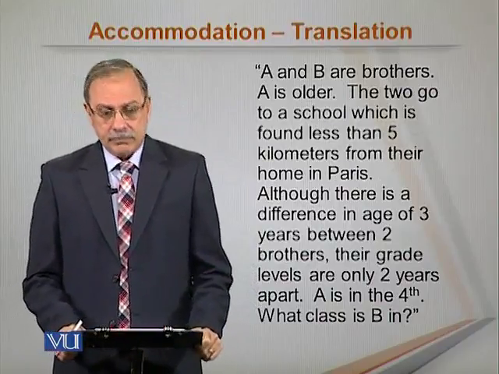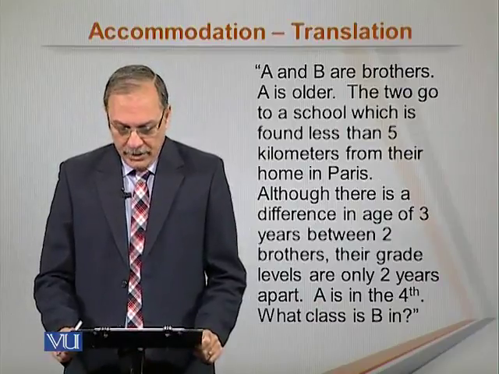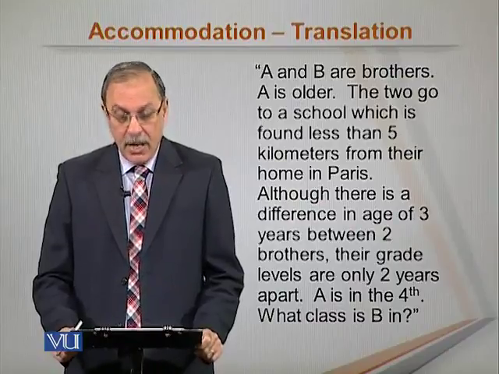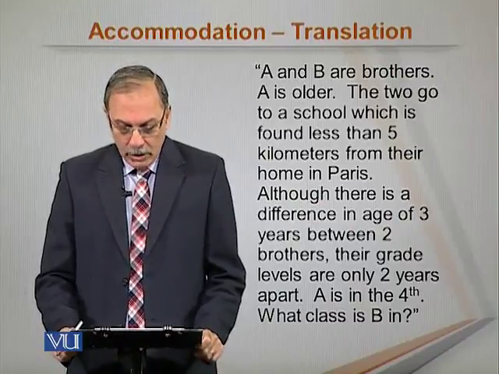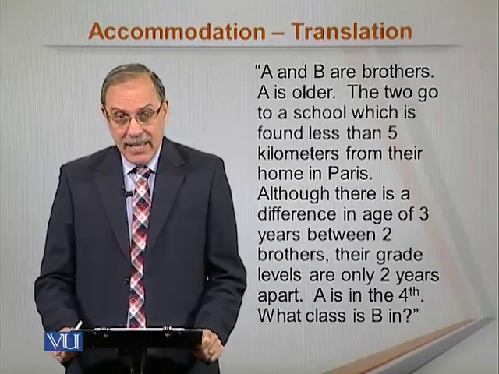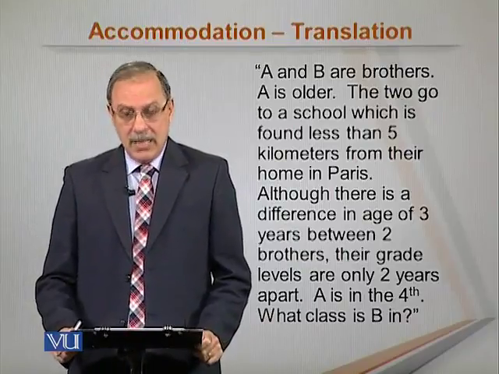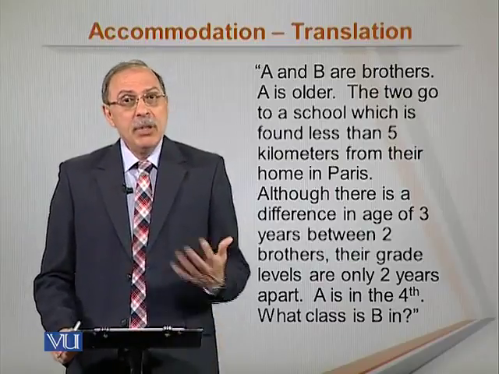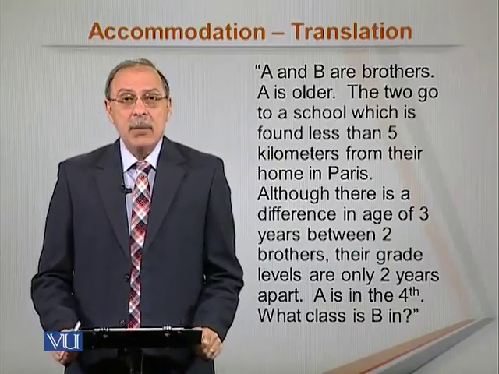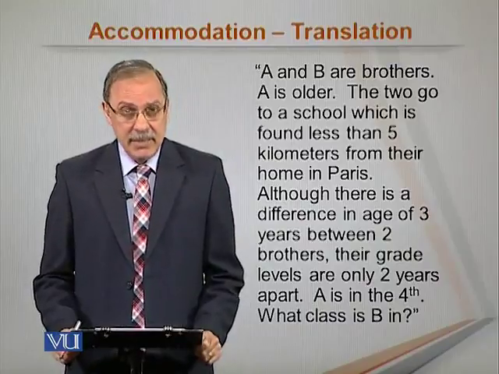Take an example. This is the first one. A and B are brothers. A is older. The two go to a school which is found less than 5 kilometers from their home in Paris. Although there is a difference in age of 3 years between two brothers, their grade levels are only 2 years apart. A is in the 4th grade. What class is B in? When you look at this scenario, there is too much information that may not be needed and may actually confuse the children with some disabilities.